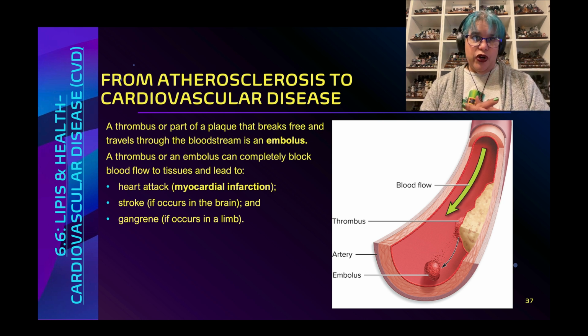When gangrene occurs, that can happen in a limb. When you've got a blood clot in your leg or your arm or whatever, that can actually, again, block the blood flow, meaning that your tissue starts to die, meaning infection can set in and you get gangrene.